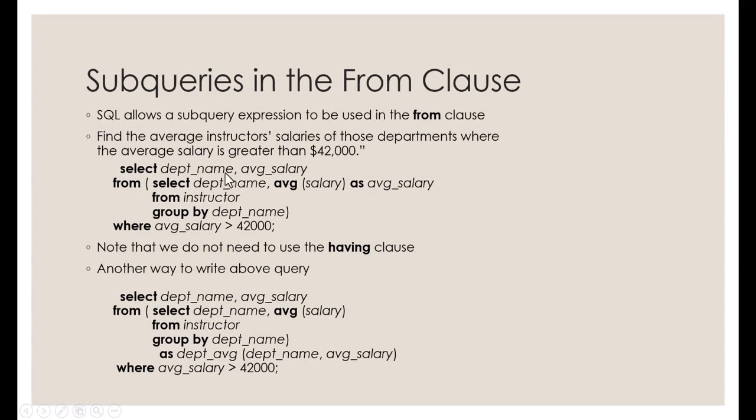This is one way of doing it. In the previous lecture, I talked about having. Here you do not need to use having. You could just use a where clause. Another way of doing this is very similar: we have select department name, average salary. That's the same. And then in the from clause, we have not renamed this one. We just have select department name and the aggregate function average of the salary from instructor, grouping by department name.